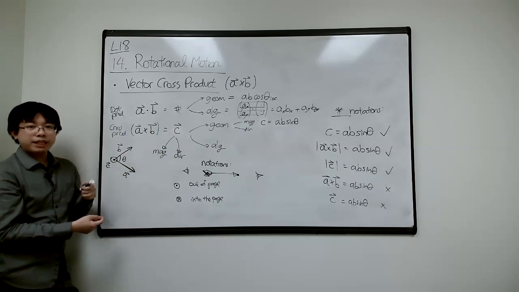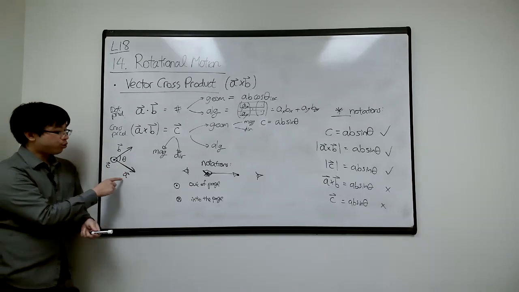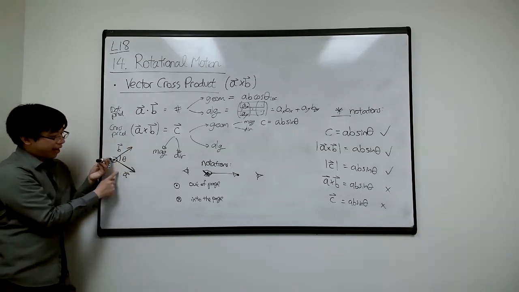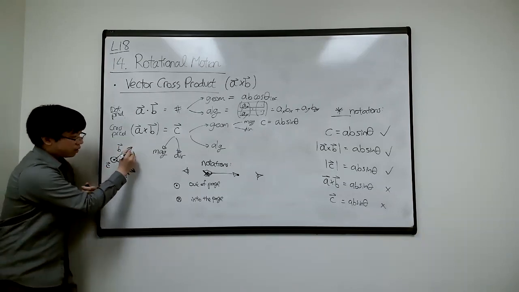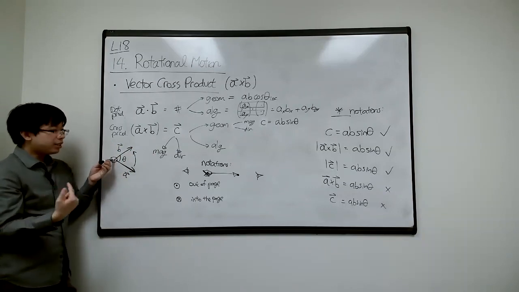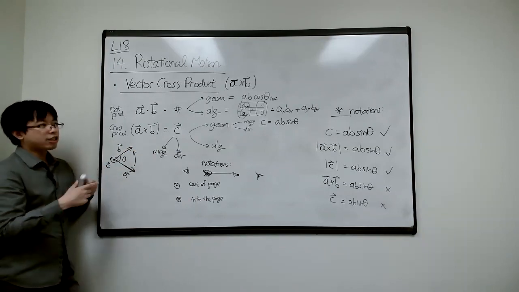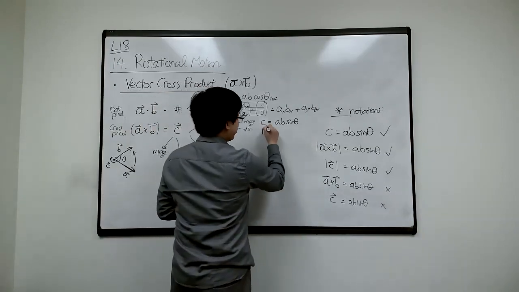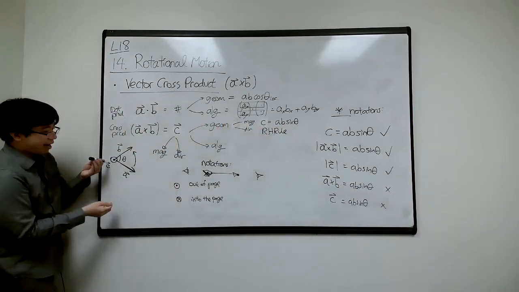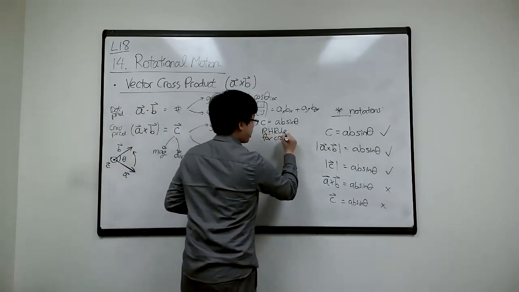How do I know this is out of the page? Well, we just need to decide on a convention. Which one multiplies which one, all right? So if I do A cross B, this is how you want to visualize it. A cross B will give you out of the page. And if I do B cross A, it'll go into the page. And how do I remember that? It's called the right-hand rule. Again, use the right-hand rule. That will tell you the direction. So what is the right-hand rule for cross products?